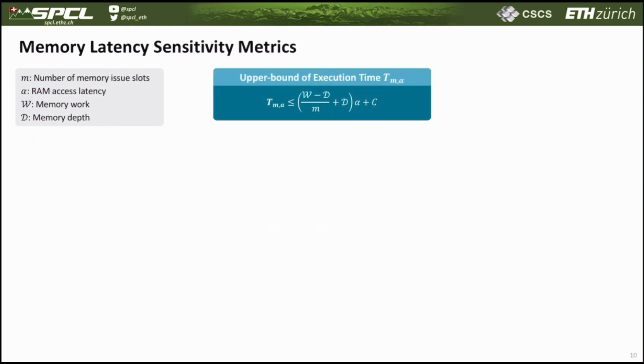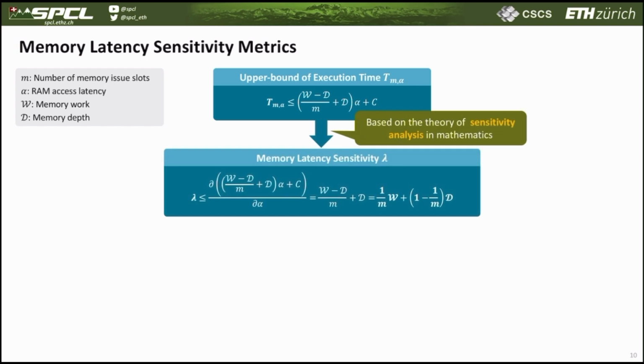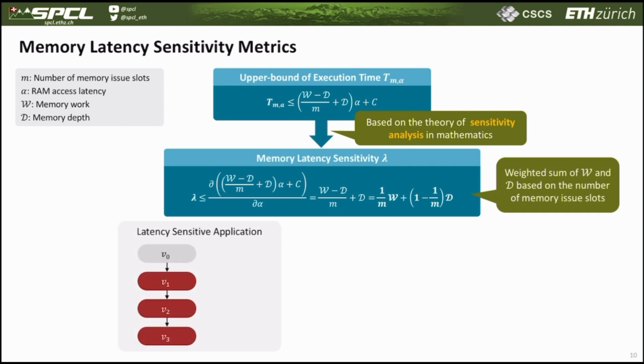Okay, that is nice. And now what is this sensitivity analysis? So what we can now do is take these bounds and take the first derivative of that. And now we get an expression that is parameterized by this M parameter, by how many parallel issue slots we have in our system, that tells us how sensitive the runtime of my application is to changes in other parameters, like to changes in this alpha parameter, that is the RAM access latency. So this is what we can do in our analysis.